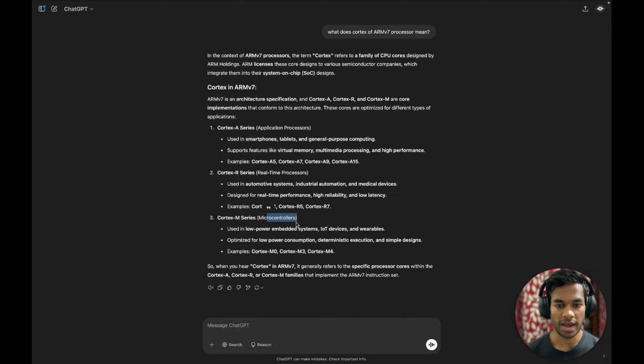The Cortex-M series are microcontrollers. What are microcontrollers? Used in low-power embedded systems, IoT devices, and wearables like a watch. Optimized for low power consumption, deterministic execution, and simple design. Okay, so when you hear Cortex in ARMv7, it generally refers to the specific processor cores within the Cortex-A that implement the v7 instruction set.